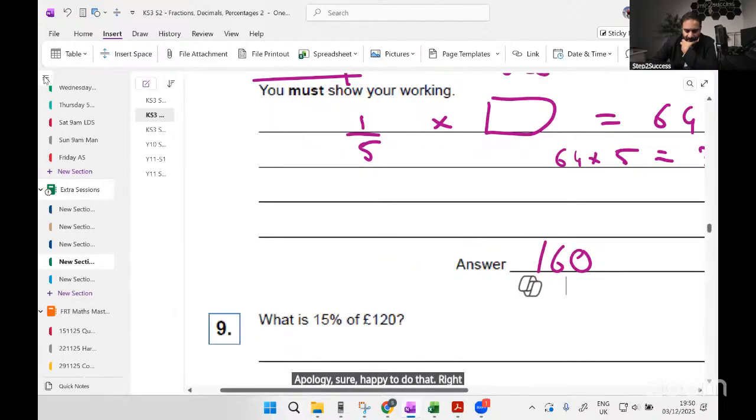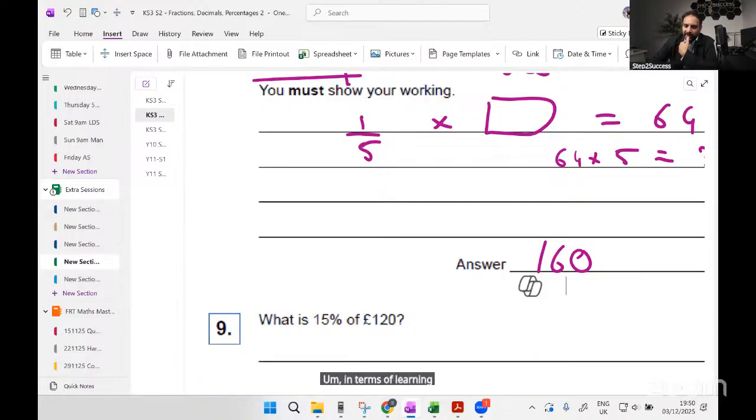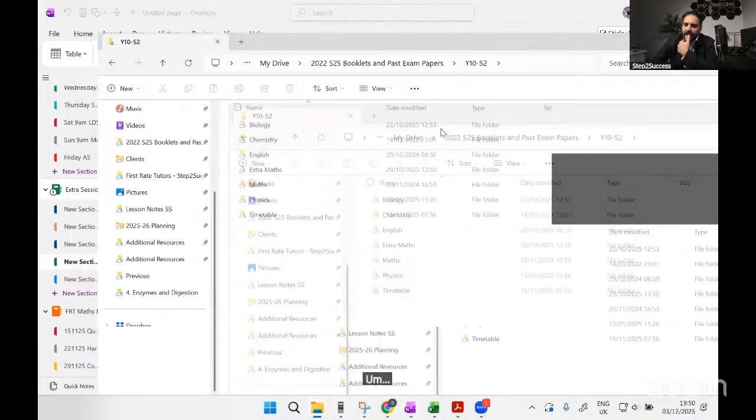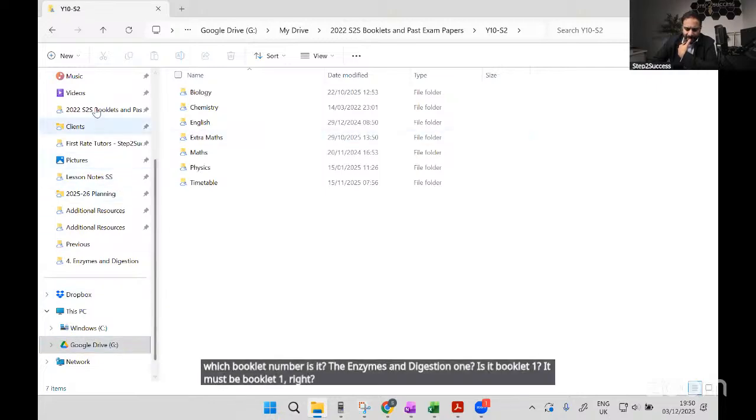Right, so I appreciate this won't affect many people, but you will be doing some digestion this weekend, in terms of learning it, not just eating food. Which booklet number is it? The enzymes and digestion one? Is it booklet one? It must be booklet one, right? Yes, it must be.